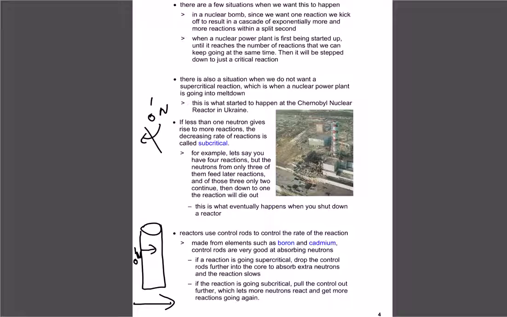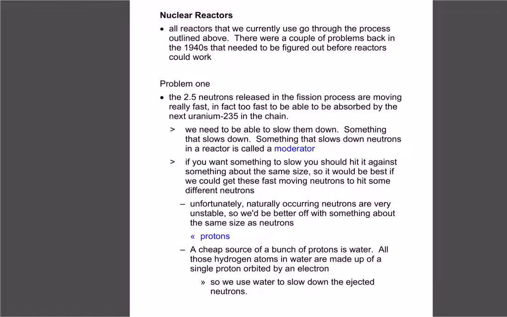If we want to slow down more of them, we drop the rods down so that as these neutrons come across, more of them get absorbed by those control rods. Think of it like fingers going up and down to collect all those extra neutrons that they want to get rid of. But there's still a couple of problems that they have to figure out.